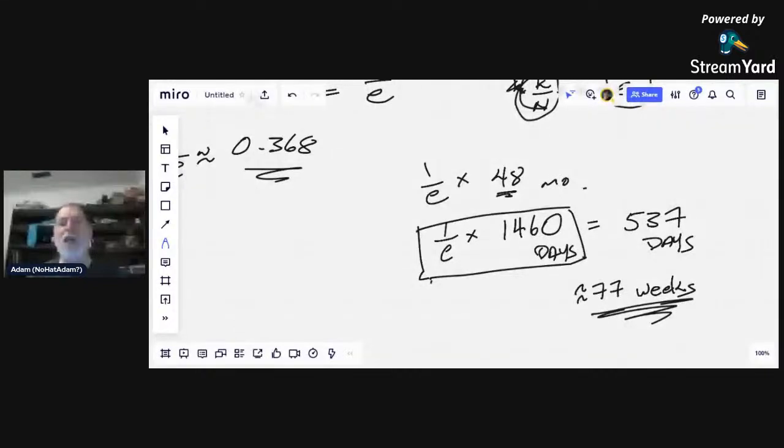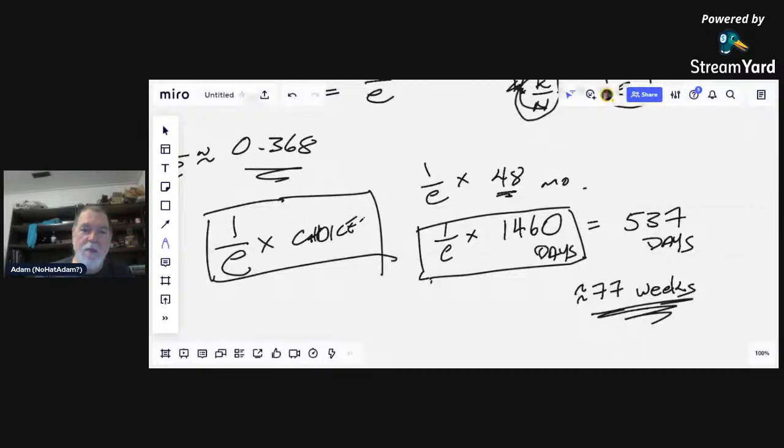So that's it. That's the love algorithm. You take whatever sample you've got, you multiply it by 1 over e times your number of choices. And then you rank them. You rank the first 1 over e, just a little bit more than a third, and then you choose the next one to come along that is better than any of the previous ones that you chose. And that will maximize your happiness, and you will live happily ever after.